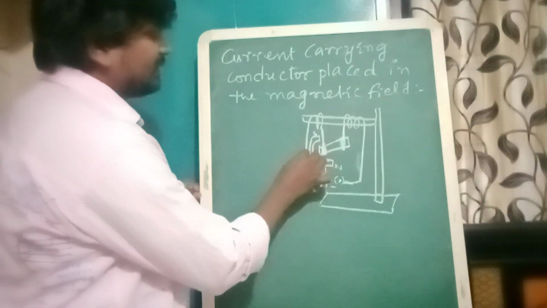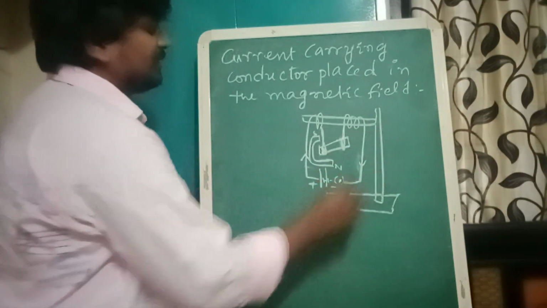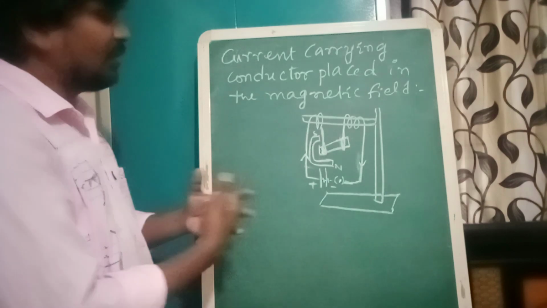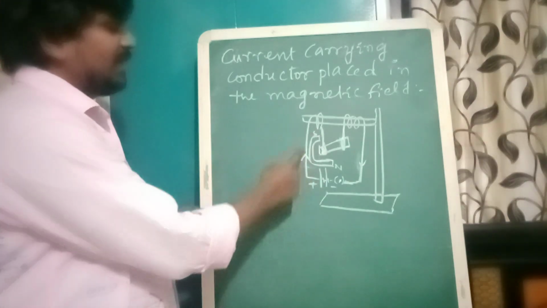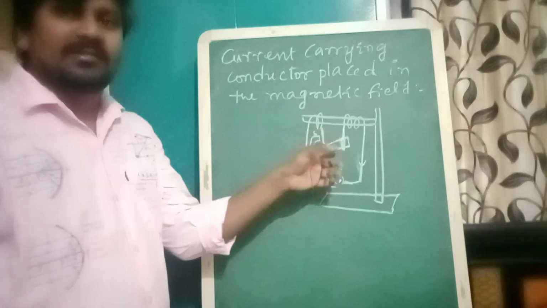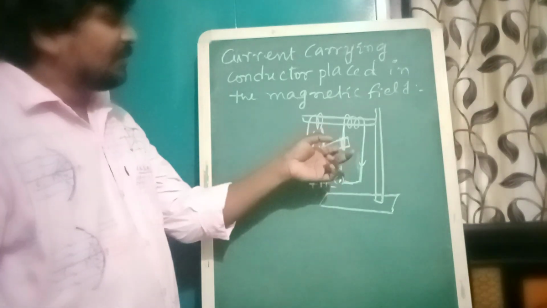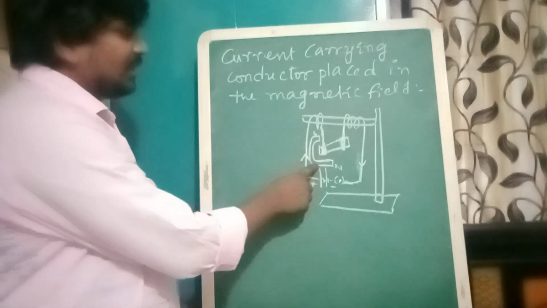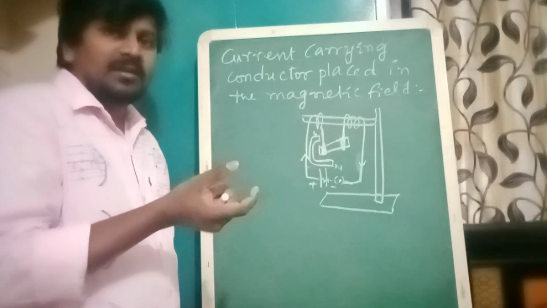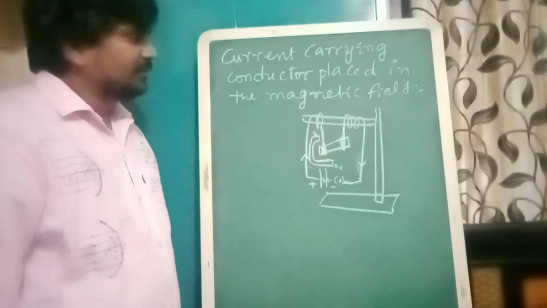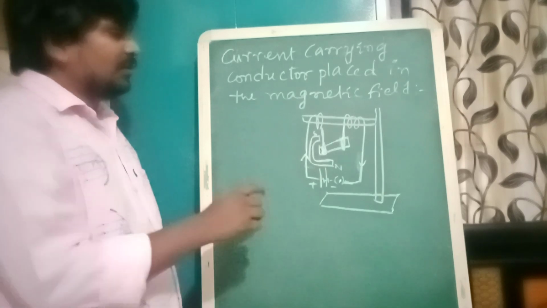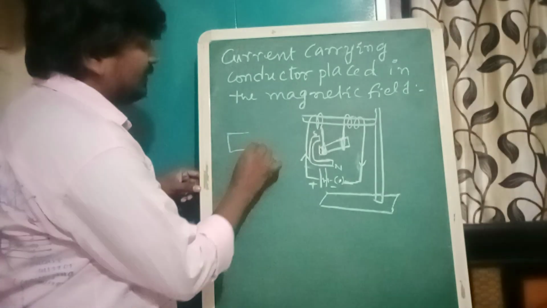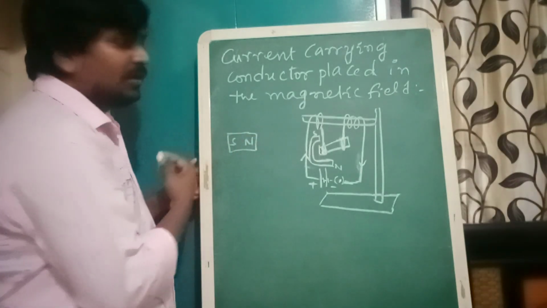So current will be passing like this, through this one. Now when the current is passing, automatically this conductor will act as a magnet. So that magnet is placed in the magnetic field, the U-shaped magnet, with north pole and south pole. Now if you take one magnet, there is a north pole and south pole.